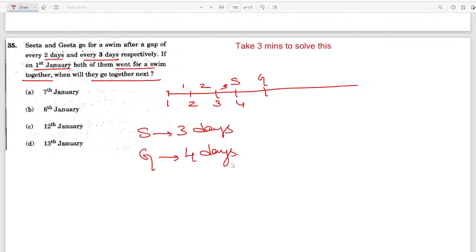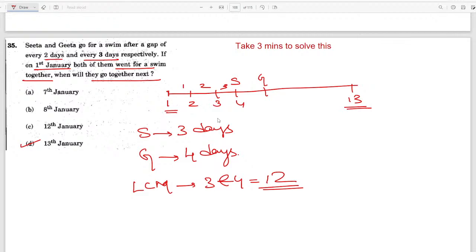So they would go together again on the LCM of 3 and 4. That is 12. So after 12 days, they'll again go for the swim. So on 1st, if they're going together, then after 12 days, that is on 13th, they'll go again. So the correct answer is option D.